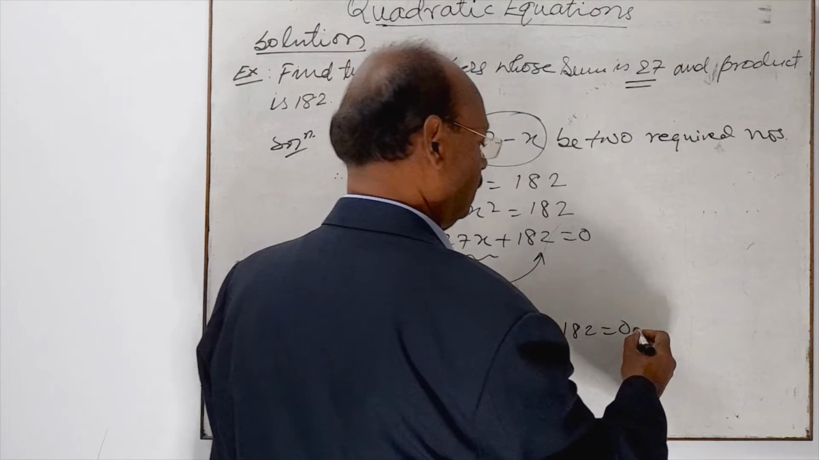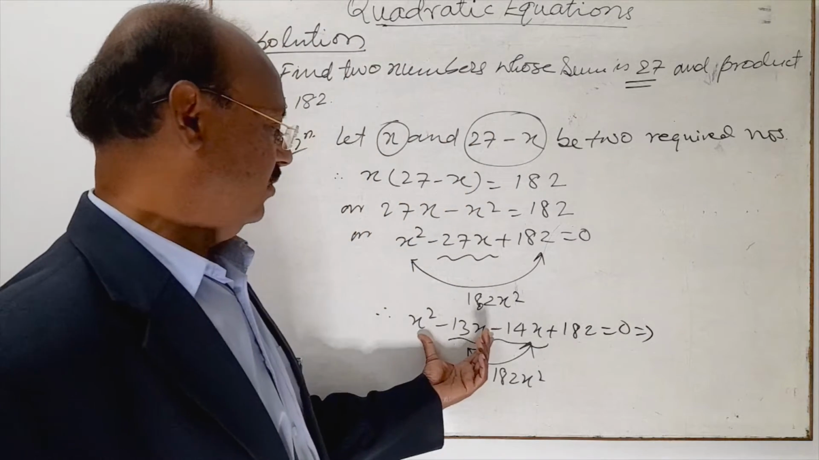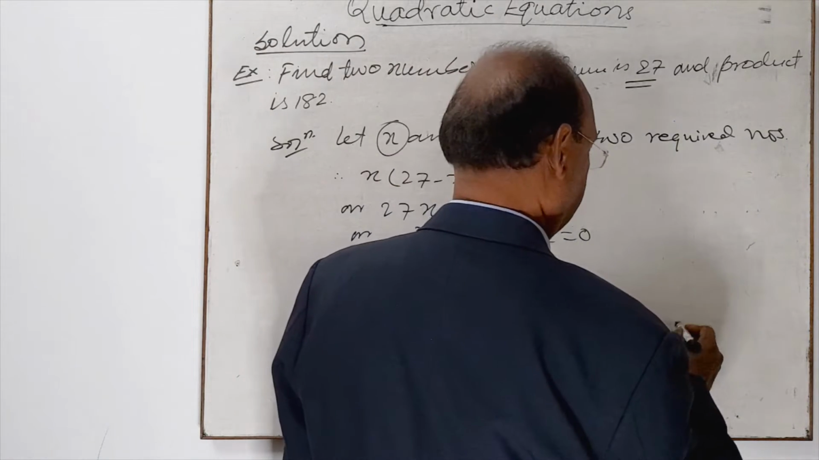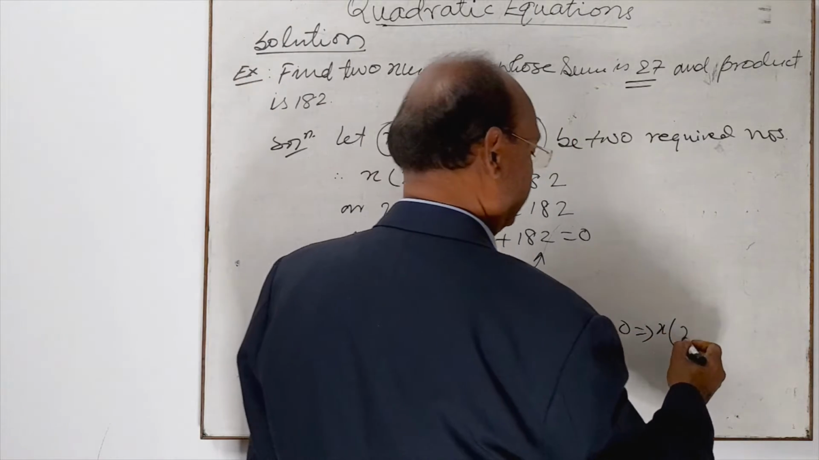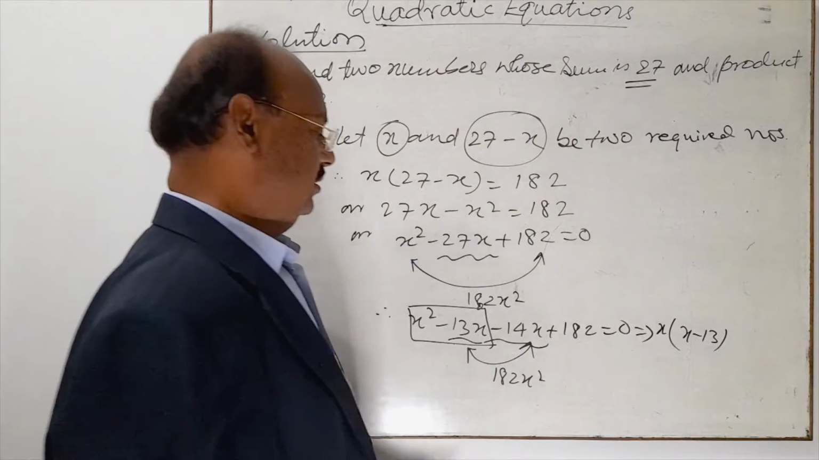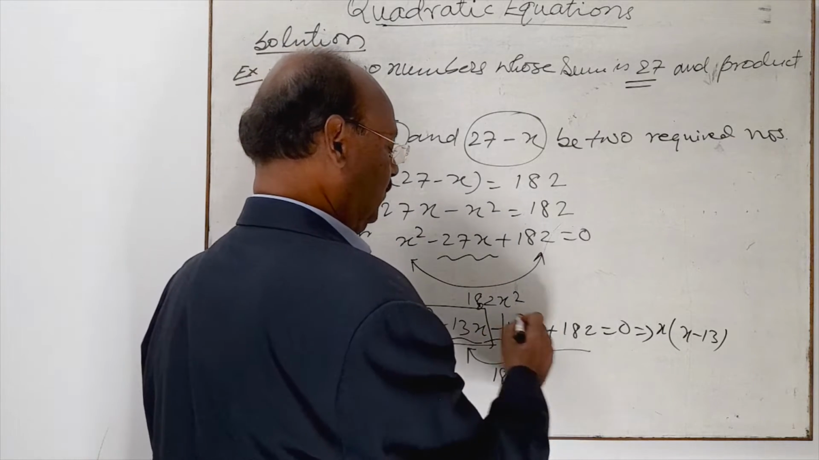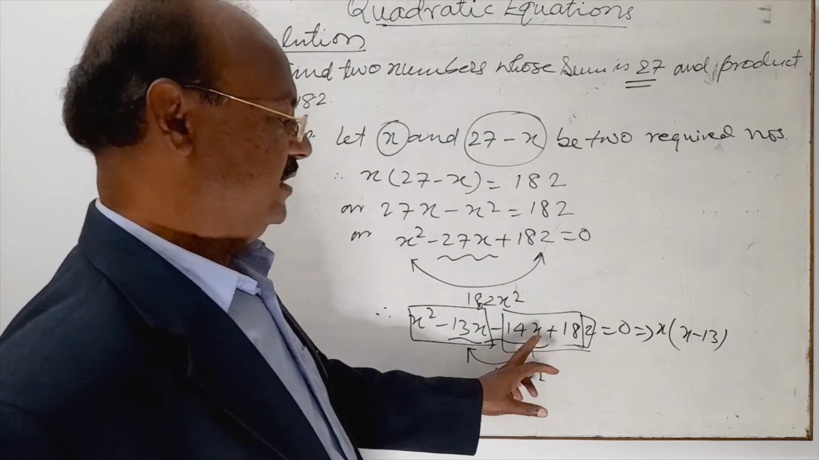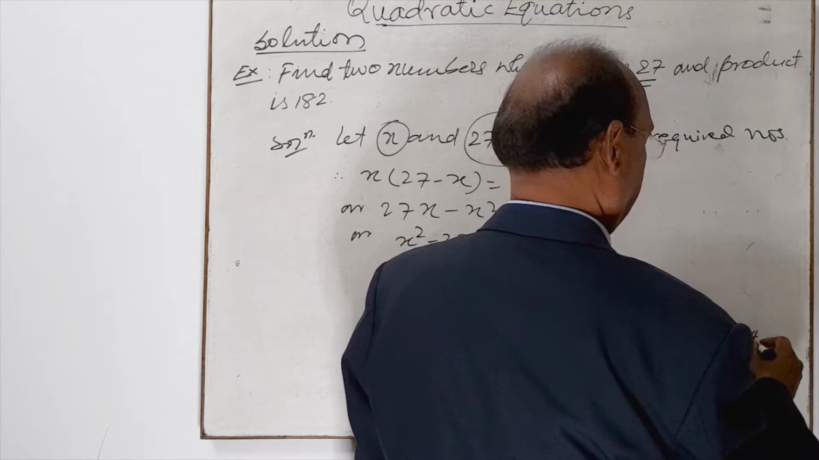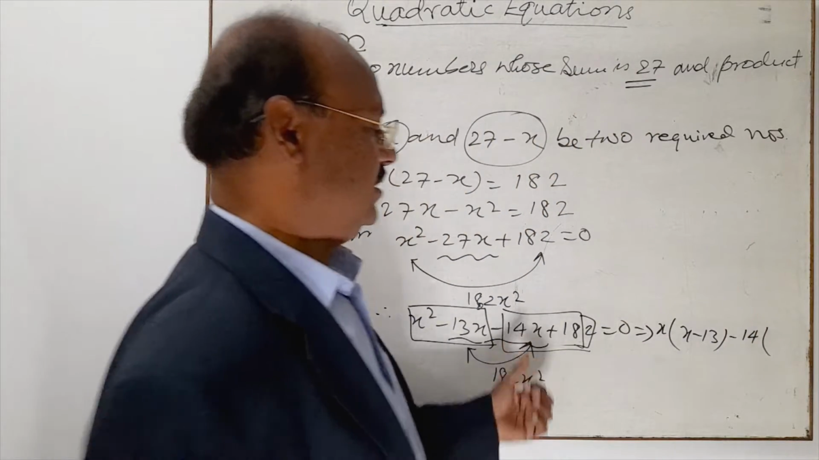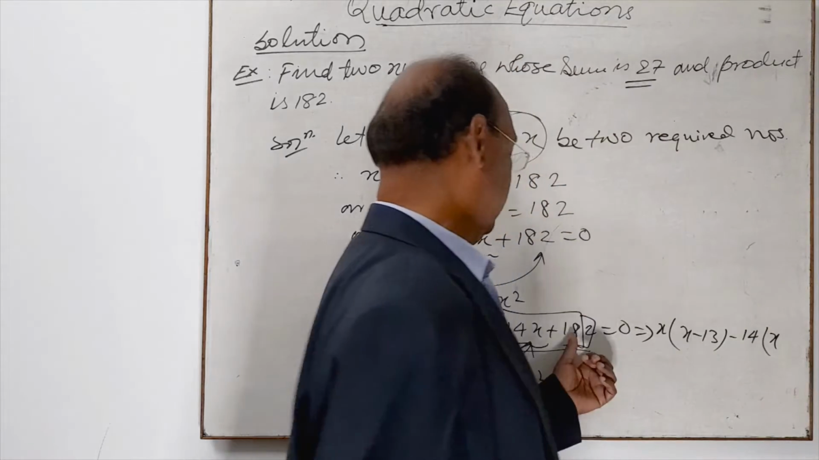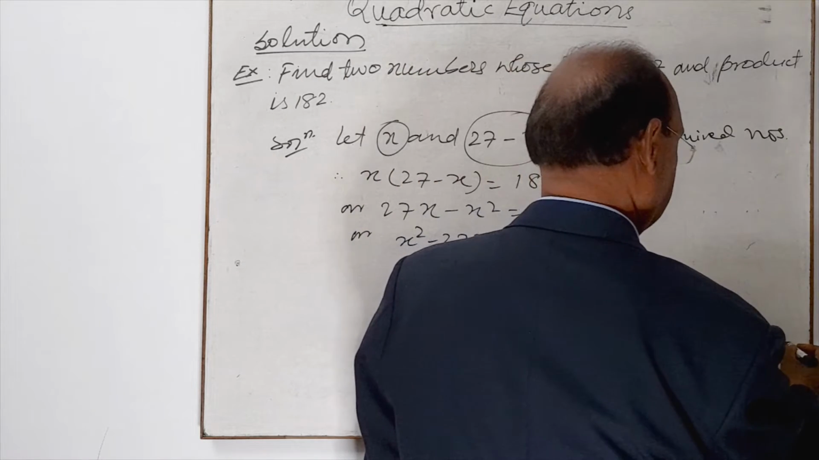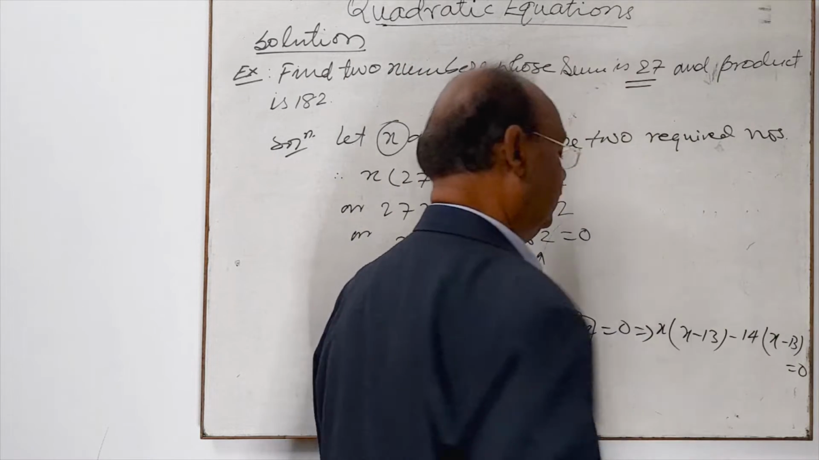Now you have to take something common from the first two terms. From these two terms we can take x common. So you get x, and the remaining part is x minus 13. And from the other two terms also you have to take something common. Here you can take minus 14 common. Minus 14, and from here you get x, and from 182 when 14 is taken out, you can write minus 13. This is equal to 0.